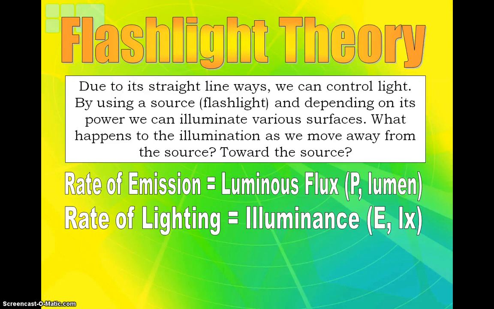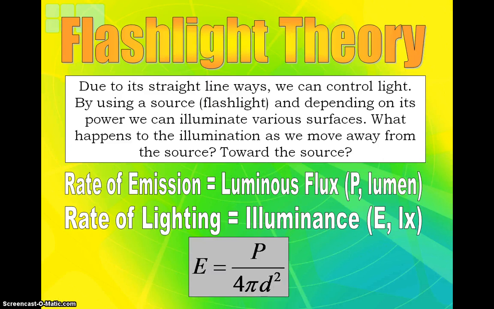There are these ideas of the rate of emission, how much light is actually being produced, versus the rate of lighting, how much is illuminated. But don't worry too much about this. We're not going to perform any calculations, but it helps you to think of that idea of light spreading out and being sort of circular.